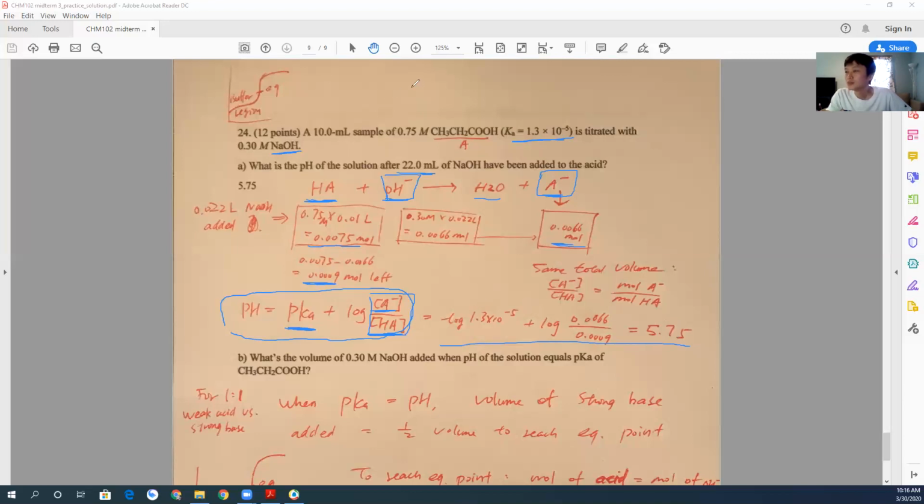Okay. Right, so remember using this equation. So for part B, how much of this sodium hydroxide is required when the pH of the system equals the pKa of this weak acid?